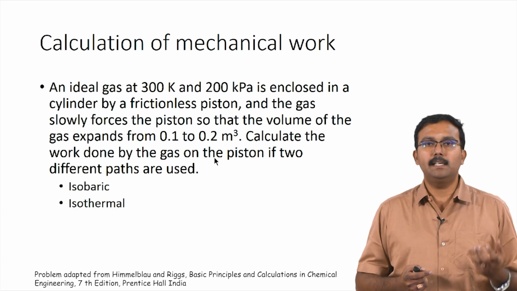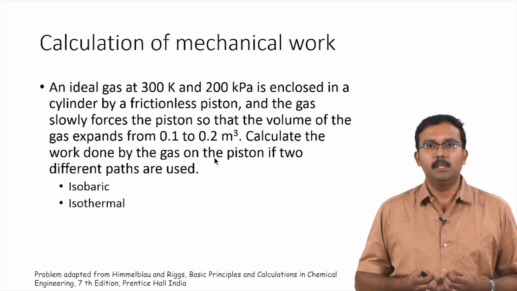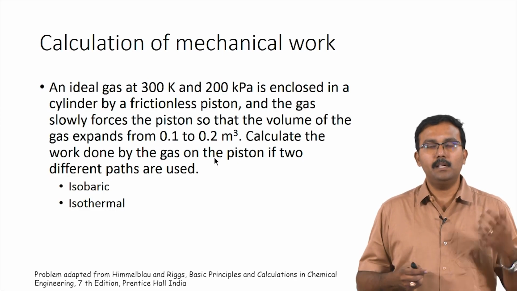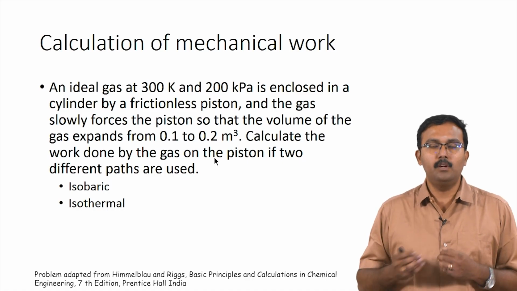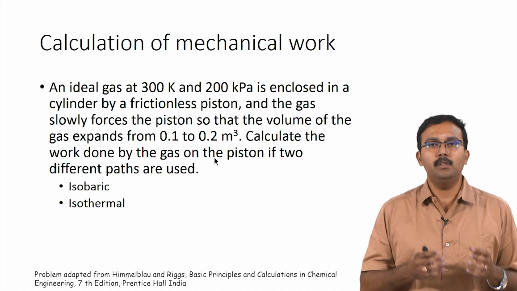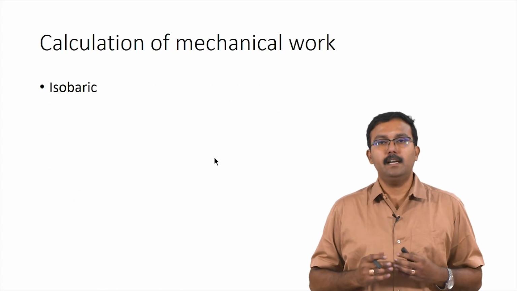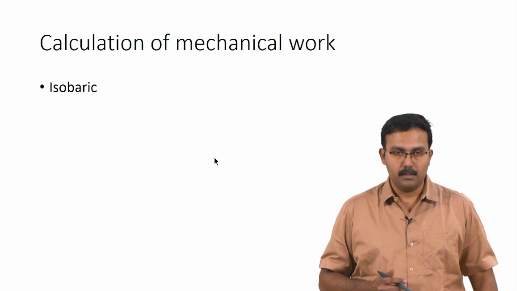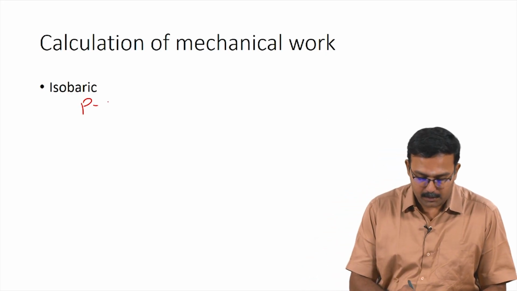So, the process is basically expansion of this ideal gas from 0.1 meter cube to 0.2 meter cube. However, the path taken could either be isothermal or isobaric. So, we will look at these 2 different paths and see how the work actually varies when 2 different paths have been taken. First, let us look at an isobaric process. For an isobaric process, we know that pressure remains a constant.